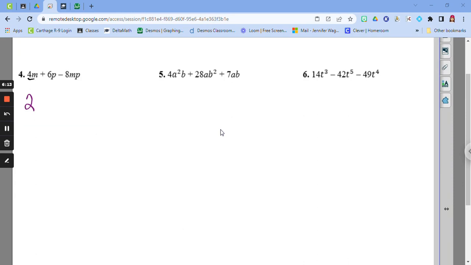So I'm going to divide each of these by 2. Four m divided by 2 should leave me with 2m plus 6p divided by 2 should leave me with 3p minus 8mp divided by 2 should leave me with 4mp. Looking at this, I cannot divide 2, 3, and 4 by the same thing except 1. So we know we've got enough out.